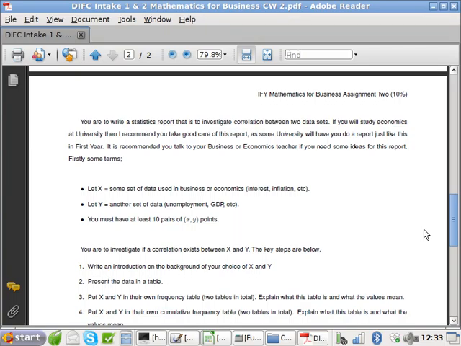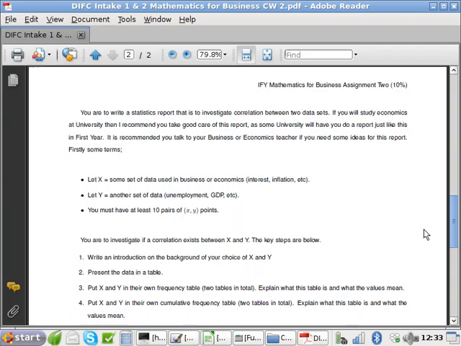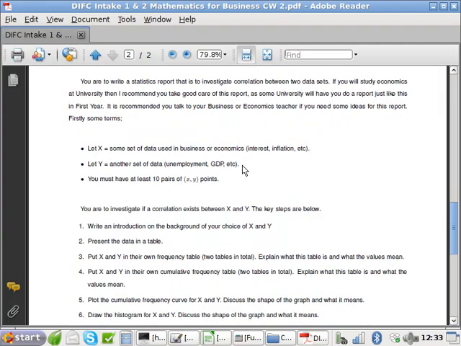It's recommended that you talk to your business or economics teacher for some ideas, but you can have your own idea as well. So, X is some data used in business or economics, like interest, inflation, sales, whatever, and Y is another set of data for the same situation, like unemployment, GDP, etc. I want at least 10 of each, X and Y, okay, 10 X's and 10 Y's. At least, more is better.